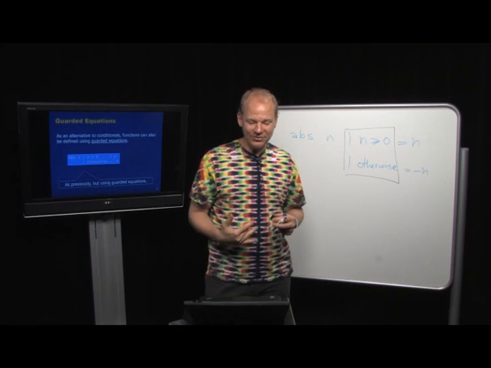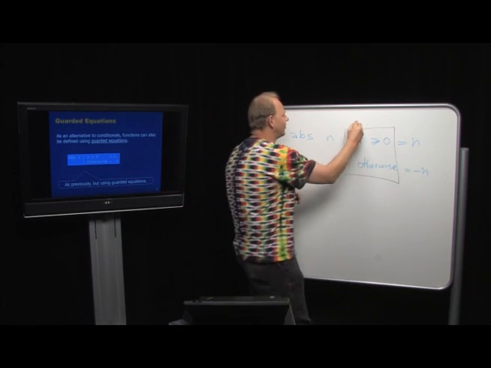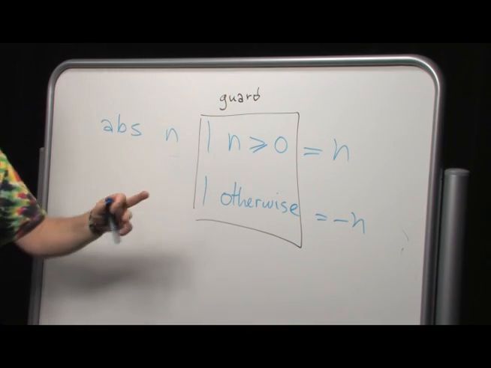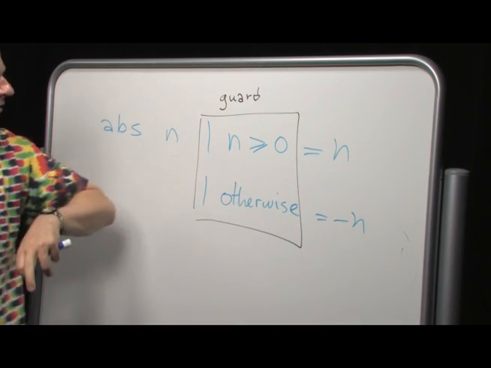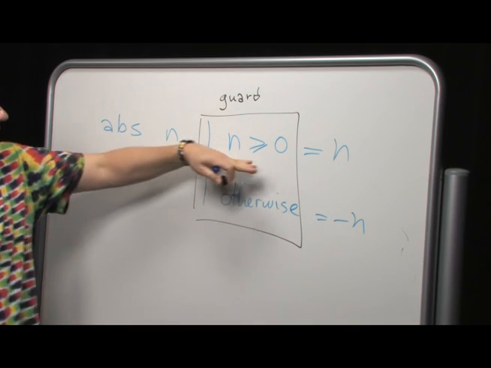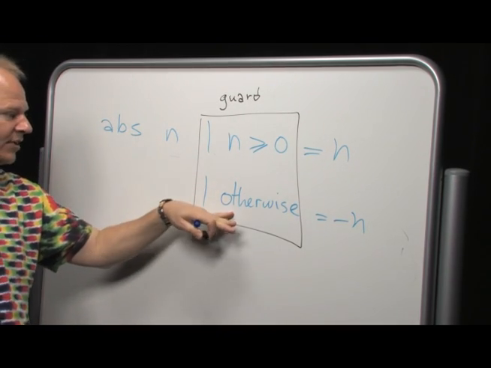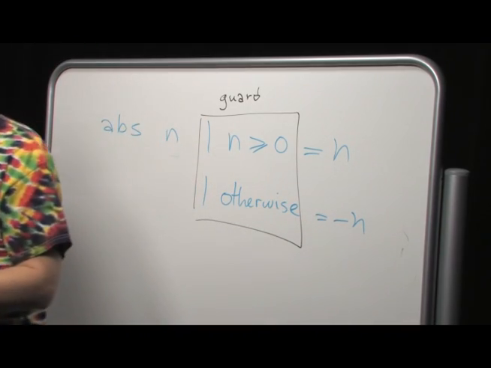We have turned this into a set of guarded equations. These are called guards. Why? Because they guard the right-hand side. So, if this condition is true, then the value is that. If this condition is true, then the value is that.